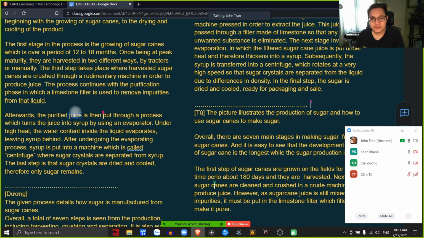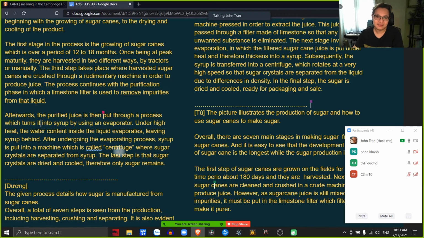The purified juice is then put through a process which turn the juice turn it. Now that you have already mentioned juice here, so now I can refer to it using a word called it, because it's singular form, right? Trong một câu thế này mình đã nêu cái juice một lần rồi, thì là đằng sau này mình nên là thay thế nó bằng một cái từ, ví dụ it chẳng hạn, nếu mà cái chữ juice này là số ít.